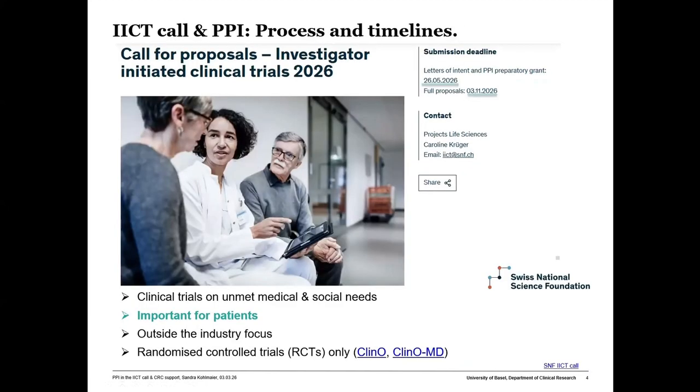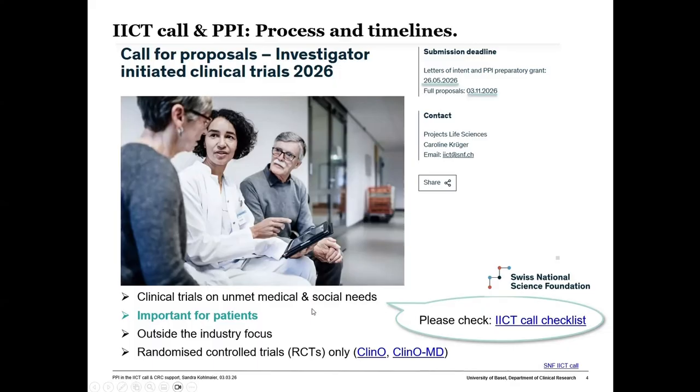I think here you have already learned a lot. Keep these deadlines in mind: May 26th is your deadline now. If you are not sure whether your project fits into the IICT call or not, I really recommend that you check the IICT call checklist. And what is clear after all these talks is that for the IICT call, without PPI, no way.